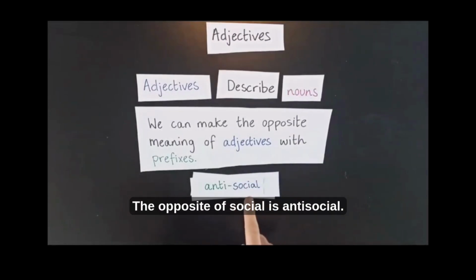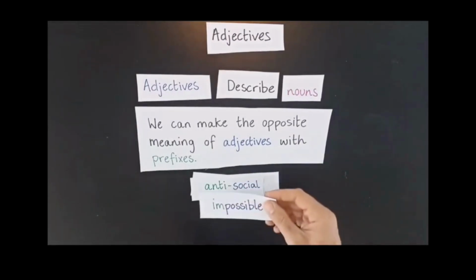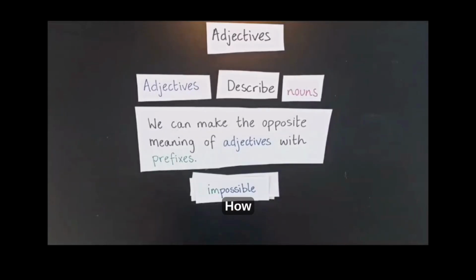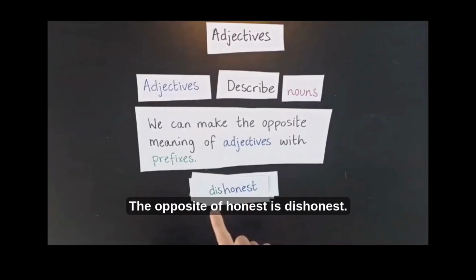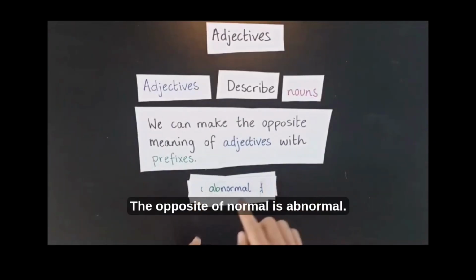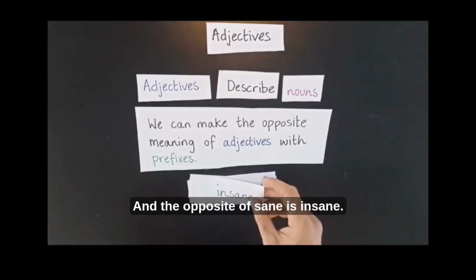Antisocial. The opposite of social is antisocial. Impossible. The opposite of possible is impossible. How about dishonest? The opposite of honest is dishonest. Disappointed. Abnormal. The opposite of normal is abnormal. And the opposite of sane is insane.